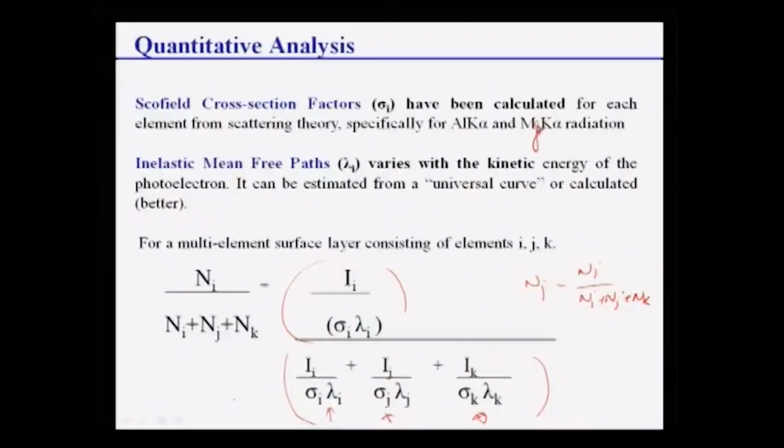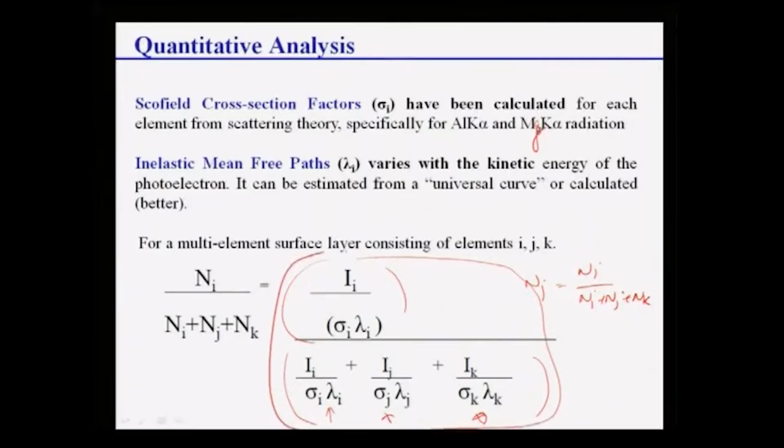So, we have been discussing quantitative analysis using XPS. Quantitative analysis is very popular in XPS in the sense that we can obtain very high quality information. I have already discussed the way quantitative analysis is done. Basically, when you have multiple elements on the surface layer of a material, represented by i, j and k, then I can write the ratio Ni divided by Ni plus Nj plus Nk as this expression which I have written here.